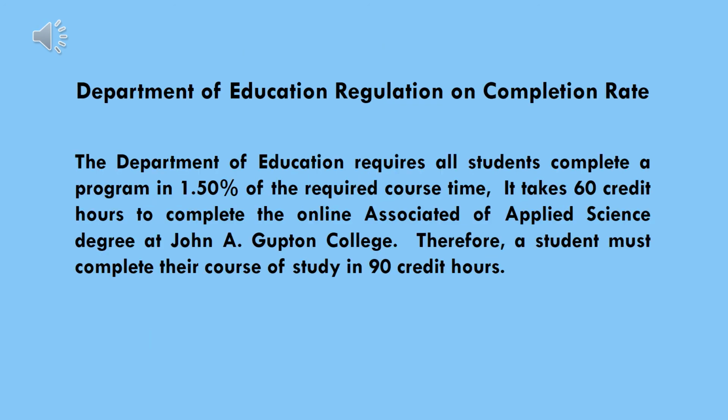The Department of Education also requires students to complete the program in 150% of time. This means that your applied science degree is 60 credit hours. You must complete this degree in at most 90 credit hours. If you do not, you will no longer receive financial aid.